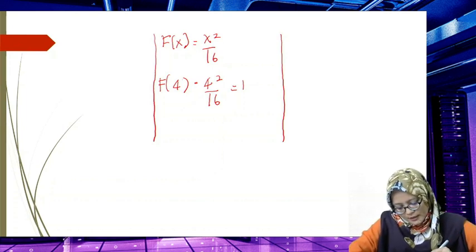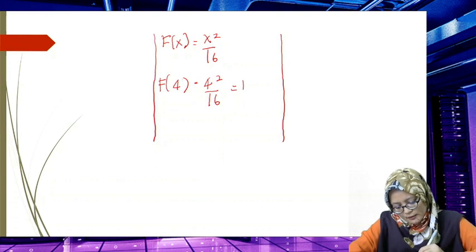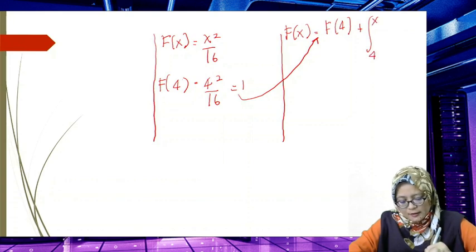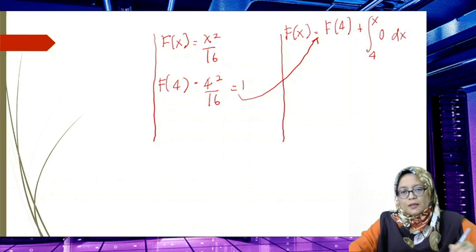Okay, so nilai ni akan masuk untuk third interval. Okay, so ni saya sambung dekat sini lah. So fx. Okay, so nilai ini akan masuk dekat sini, means that f4, tambah integrate daripada 4 to x. So 4 to x, third interval tadi kita tak ada function, so 0 dx.